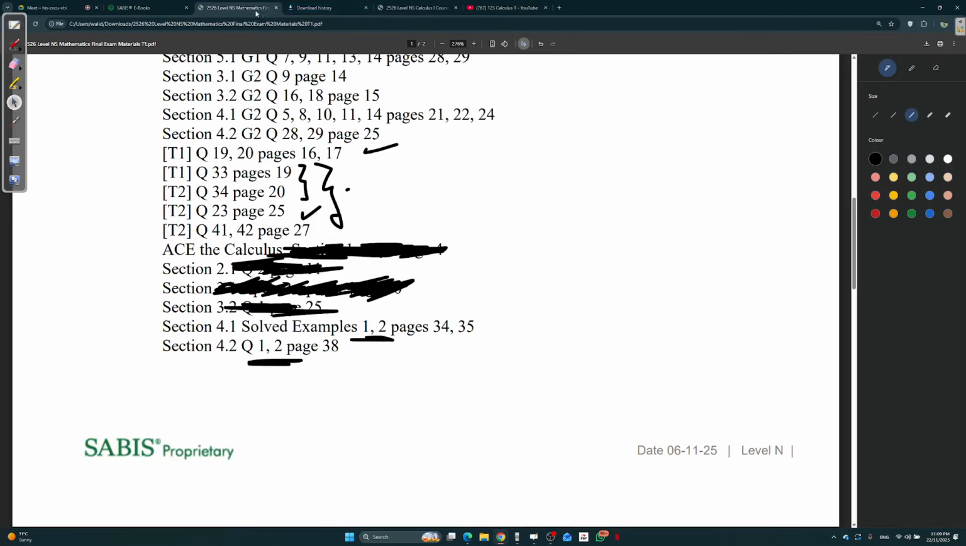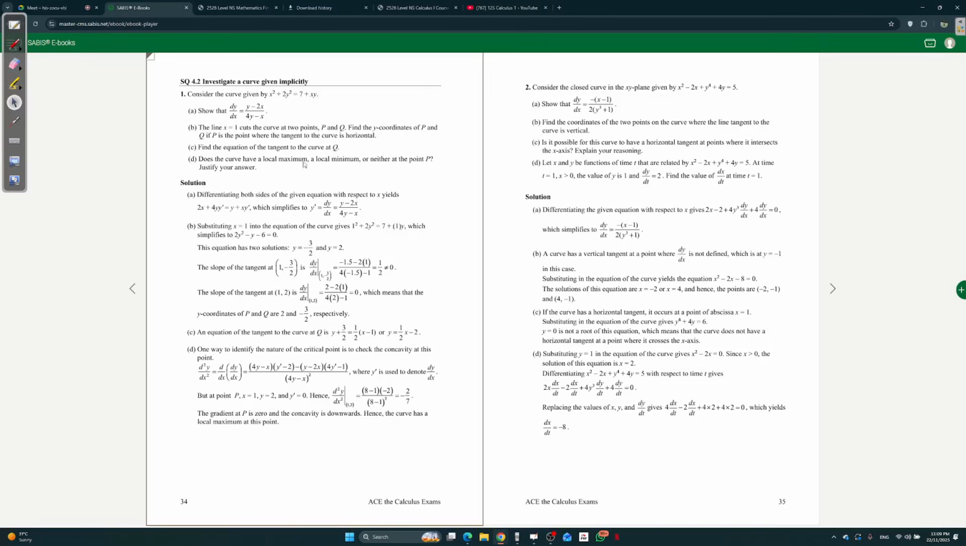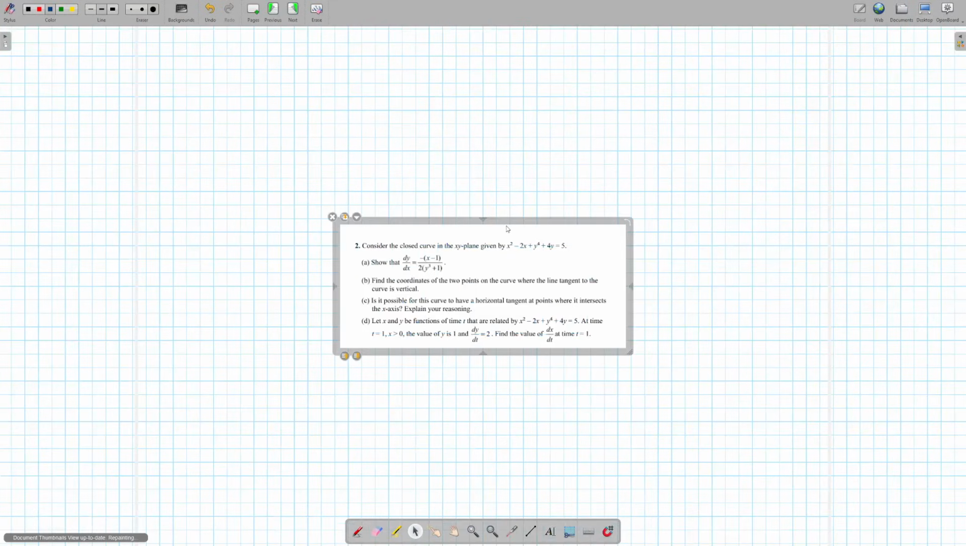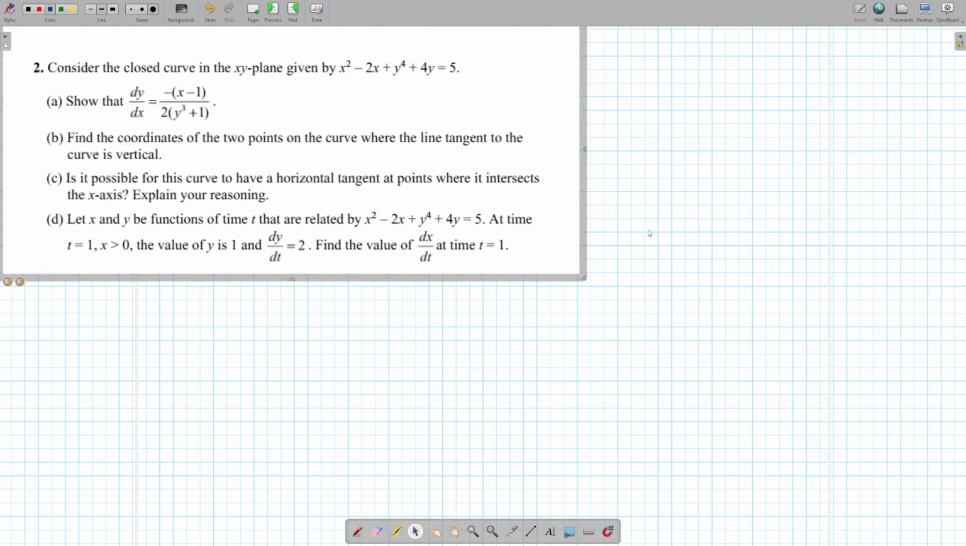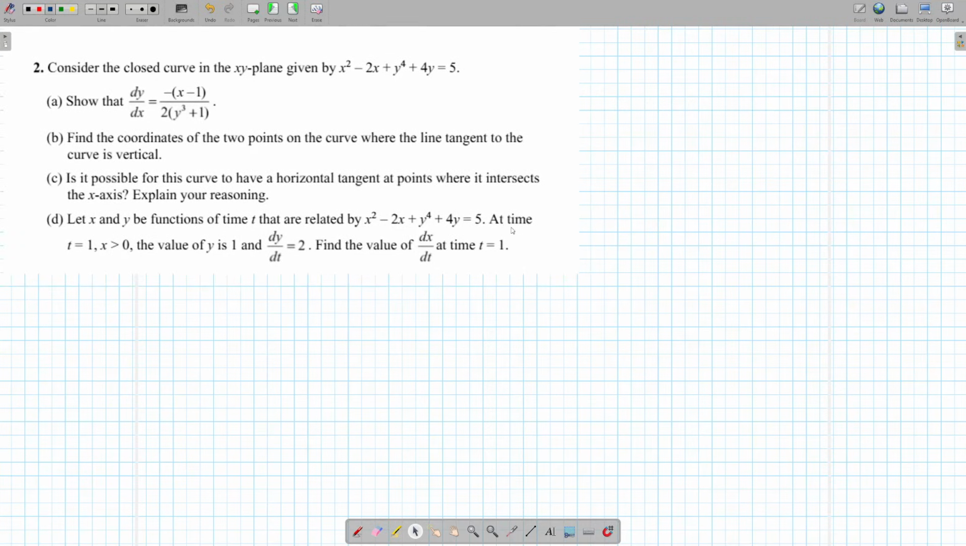So we finished this one, example 1. Let's do example 2 over here. Alright, consider the closed curve in the xy plane given by that. Show that dy by dx is equal to that. So same thing, we're going to do the same thing. Let's find the differential. It's going to be 2x minus 2 plus 4y cubed y prime plus 4y prime equals 0.